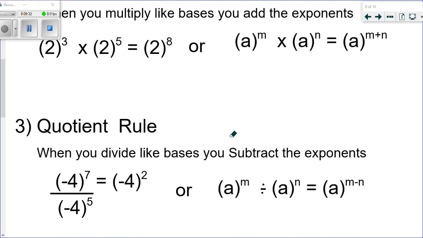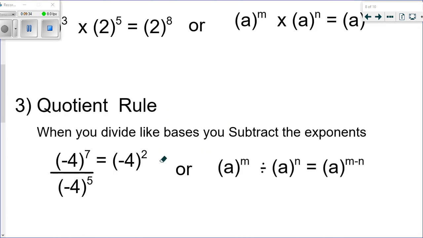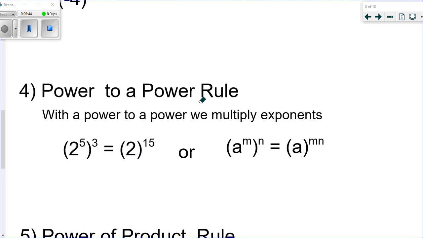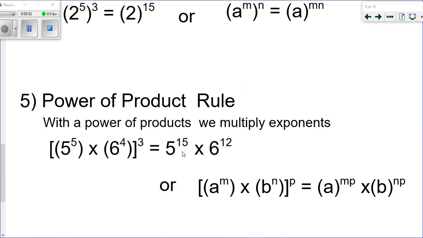The quotient rule is when we divide like bases, we subtract the exponents. So -4 to the 7th divided by -4 to the 5th is going to be -4 to the 2. A power to a power rule, we multiply exponents. 2 to the 5th all raised to the 3rd is 2 to the 15. A power product rule can be done 2 ways. With a power product, we multiply exponents.